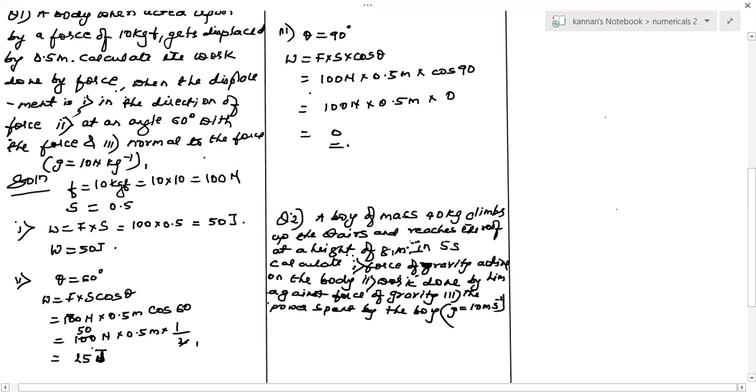Got it? So remember, in the first one the work done was 50 joules. In the second one, the work done was 25 joules. In the third case, the work done is 0. I hope everybody understood me here. Now, let's see the second one.